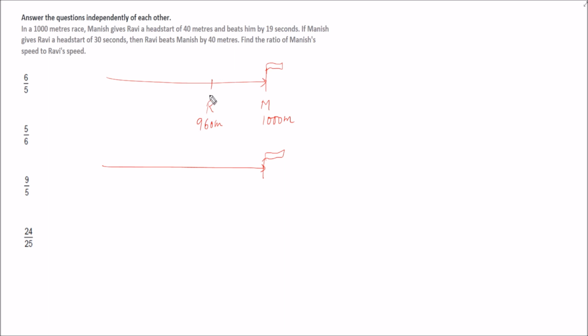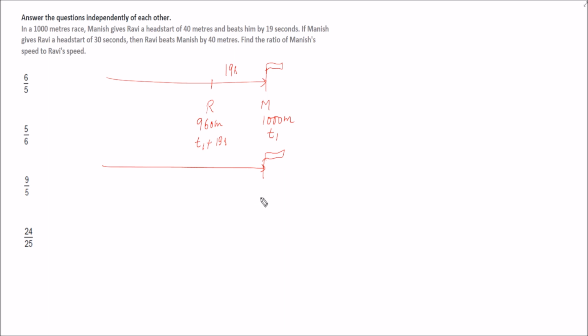And yet this fellow Ravi loses by 19 seconds. So Ravi still has to cover 19 more seconds. In other words, I can say that if T1 is the time that Manish takes to finish the 1000 meters, this fellow will take T1 plus 19 seconds. Okay. That is the meaning of this question.